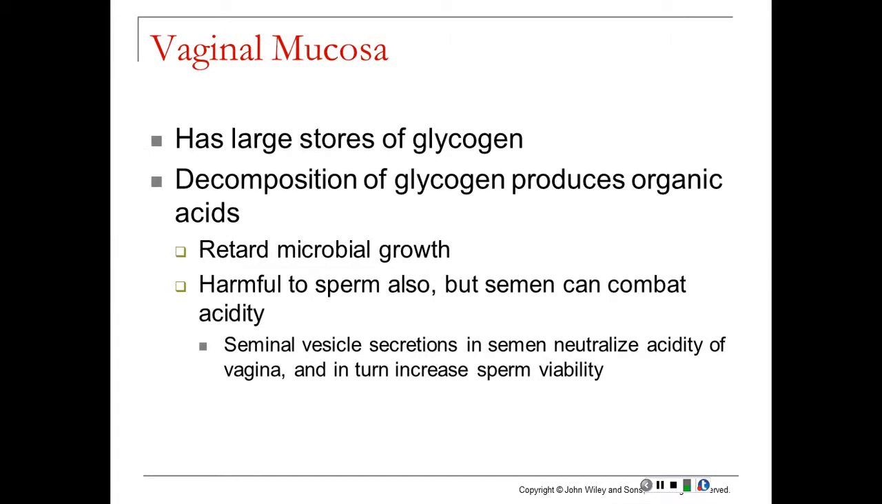The lining of the mucosa has lots of stores of glycogen. The decomposition of the glycogen is going to produce an acidic environment to help slow any microbial growth. It's also harmful to sperm, but the semen combats that acidity with its alkaline pH.